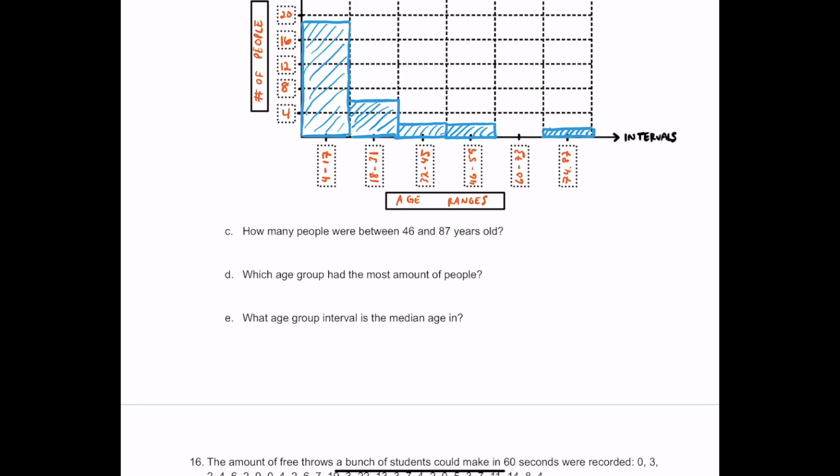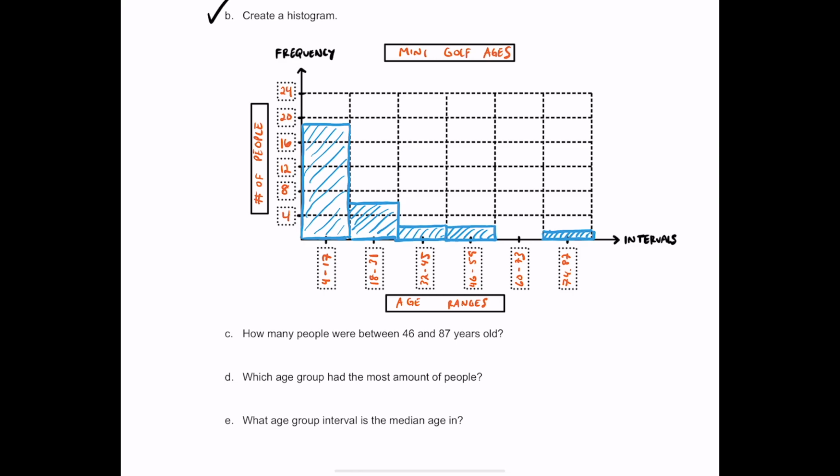Okay, there's our histogram. How many people were between the ages of 46 and 87? So 46 was here, 87 was here, and it looks like there were 2 people and 1 person here, so 2 plus 1, there were 3 people. Which age group had the most people? Well, that one's obvious to us. That's going to be from 4 to 17 years old.